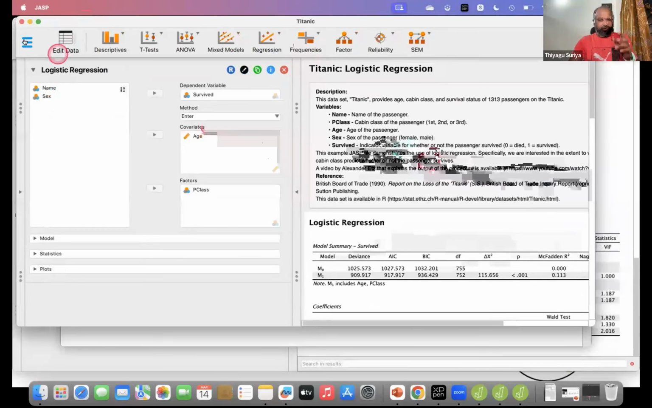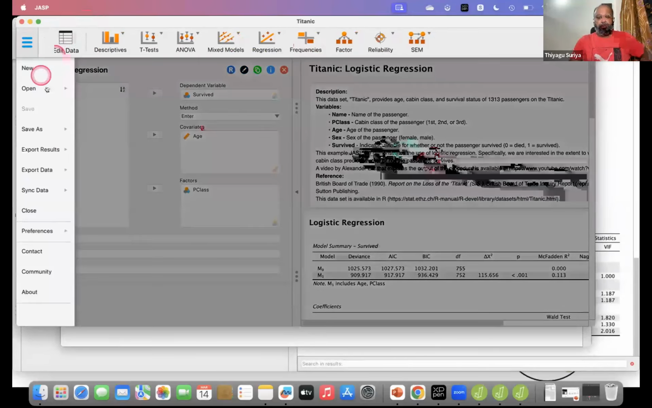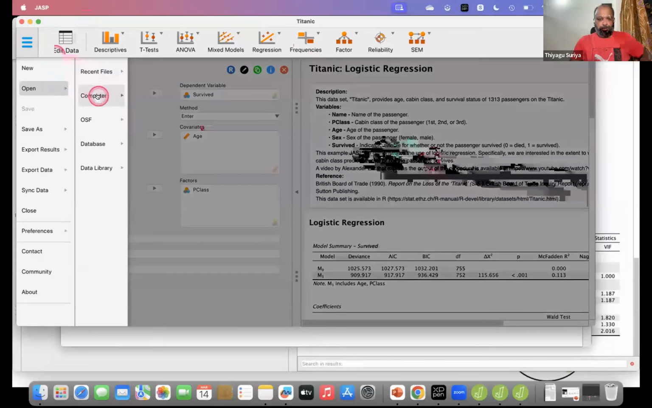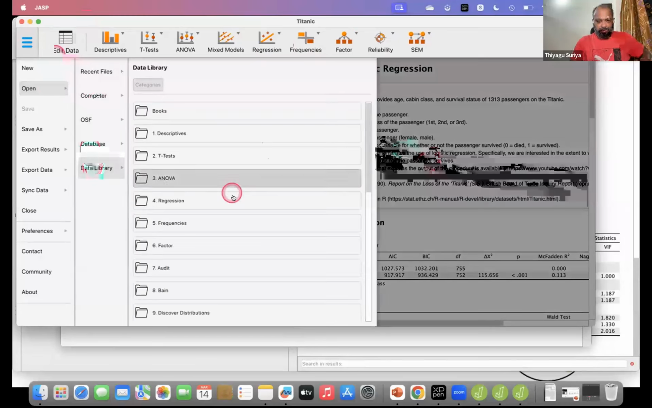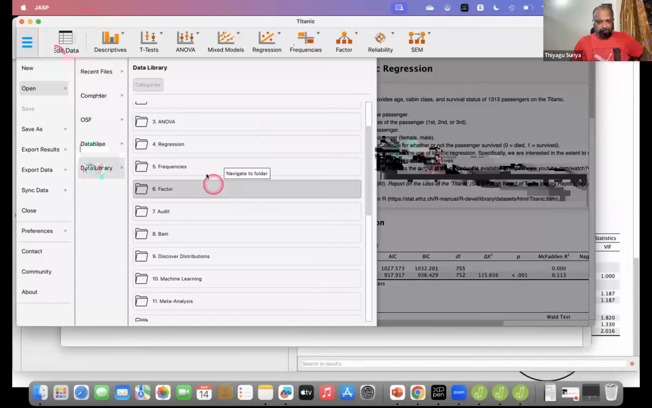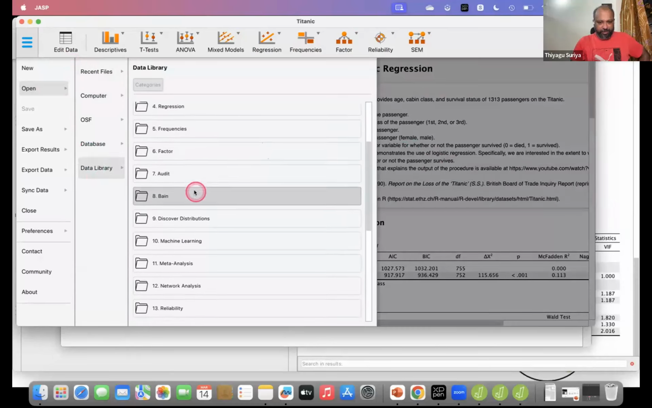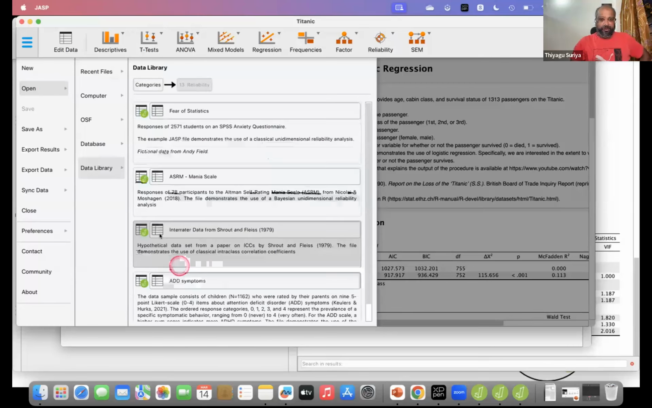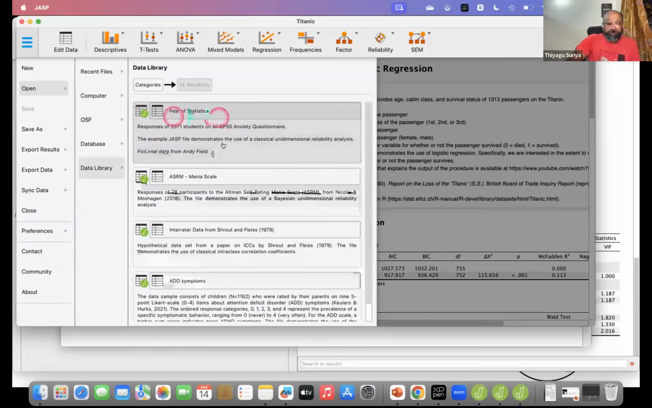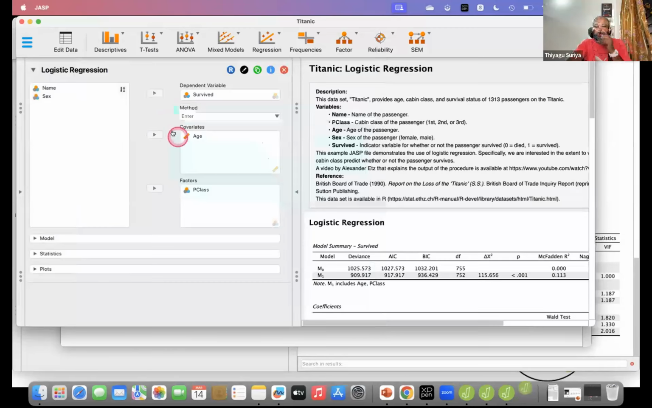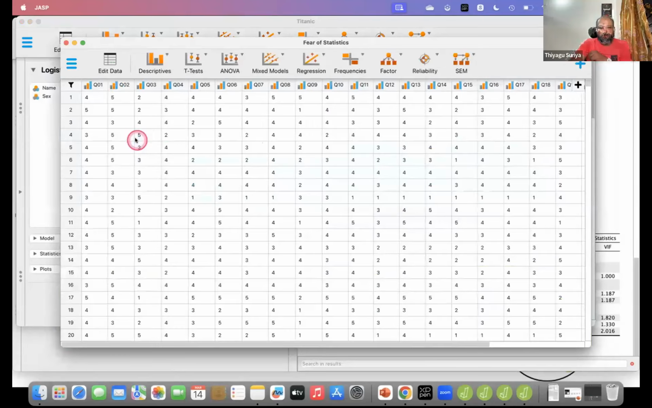Now, can we go with item analysis? Firstly, item analysis. Go to the open and go to the data library. Go to the reliability. In the reliability, the first one is fear of statistics. It has 2,571 samples. I request all to click this data only and just explain the data. No need for the first one. Go to the data. The second one, you are getting the data set.